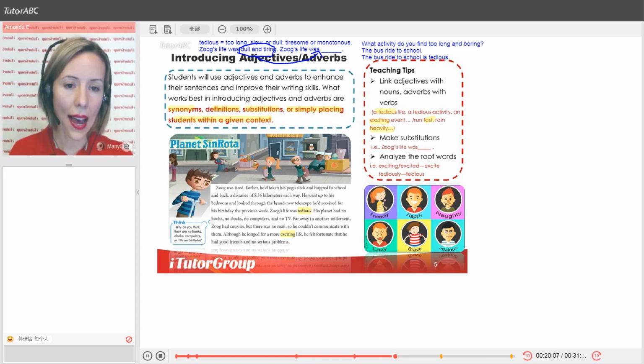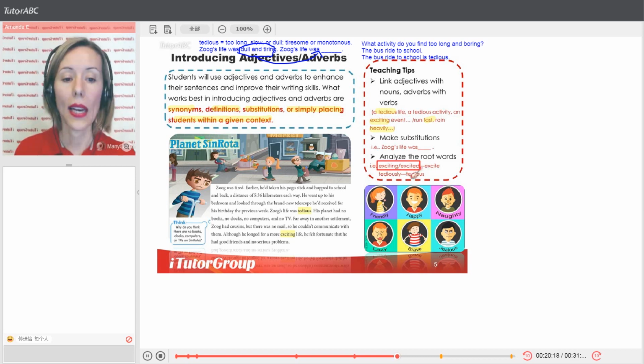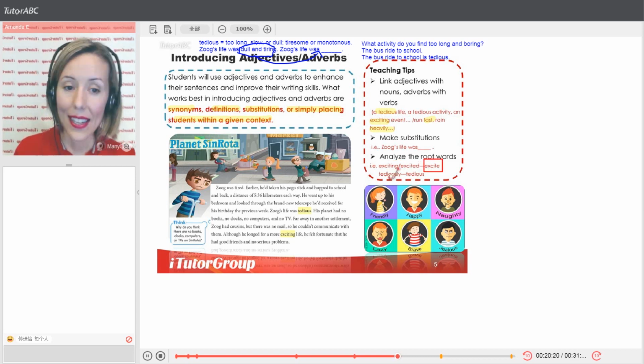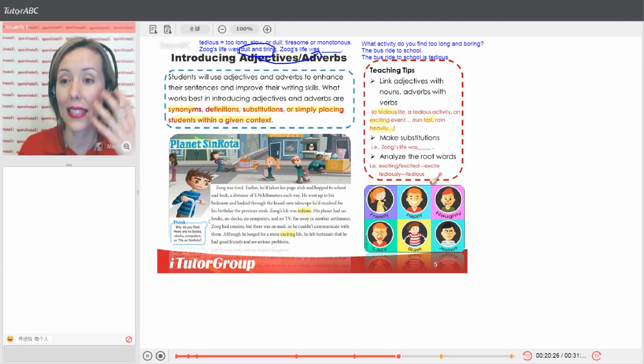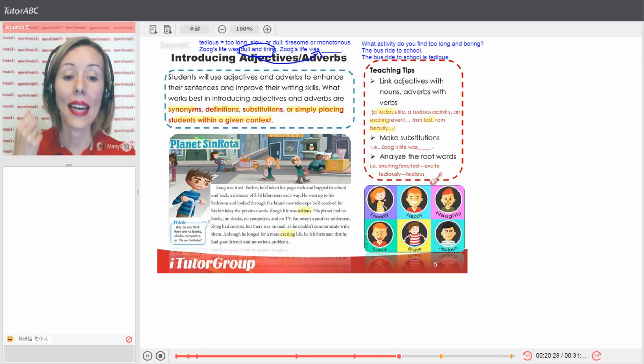Just like our nouns and verbs, we can also analyze the root words here too. So if we have the word exciting, we can talk about excite or excited. Excite, and we can explain to the student which ones are adjectives. This excite is a verb. Exciting and excited are adjectives.